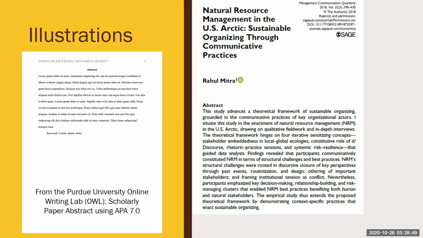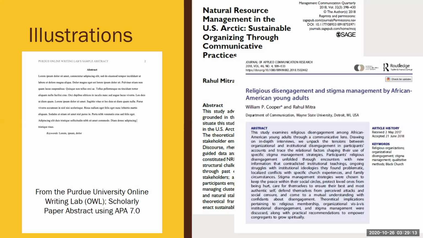The empirical study thus extends the proposed theoretical framework by demonstrating context-specific practices that enact sustainable organizing. So you see, you still have all 5 of those major components: object of study, theory and literature review, method, findings, and statement of impact or conclusion. Another example, I'll leave this up here for you guys to see for a while.